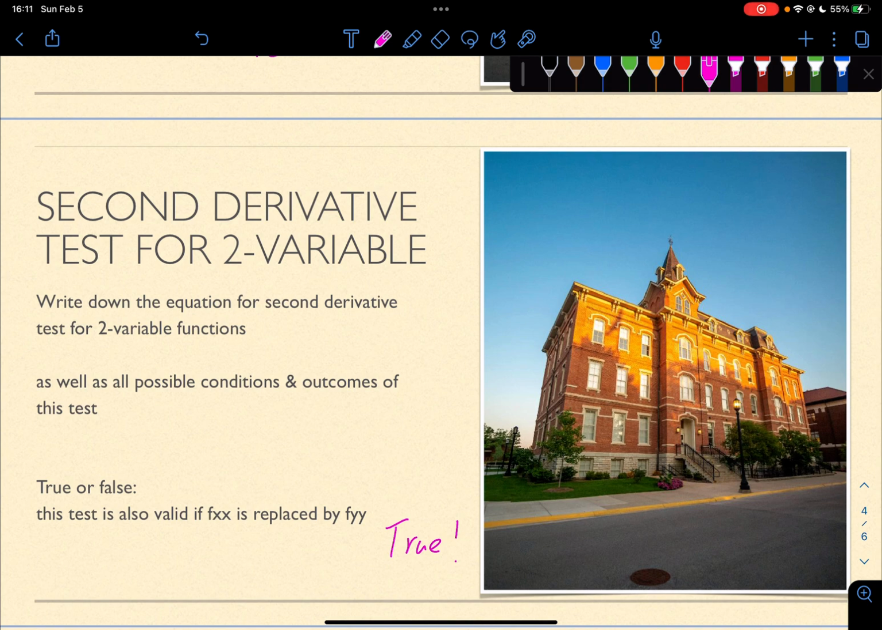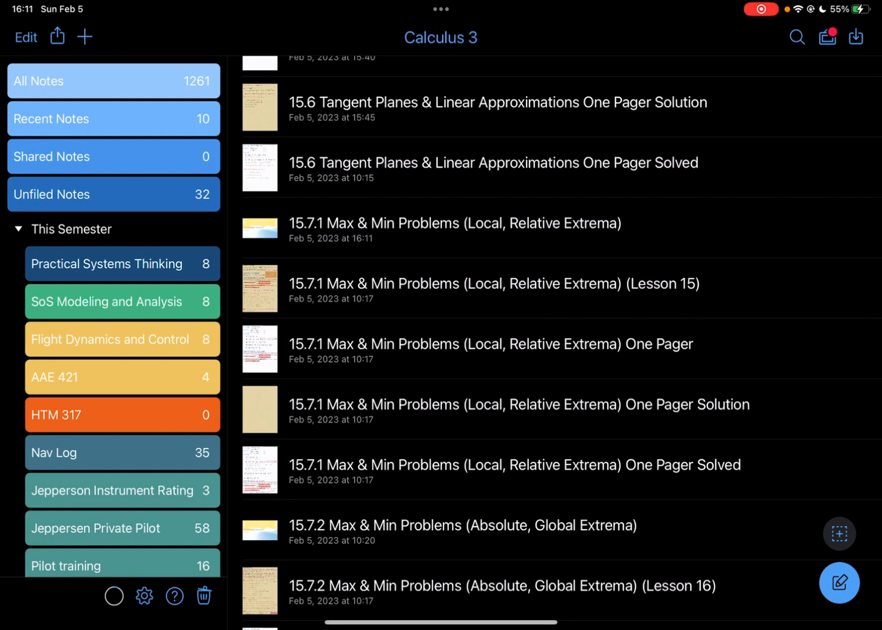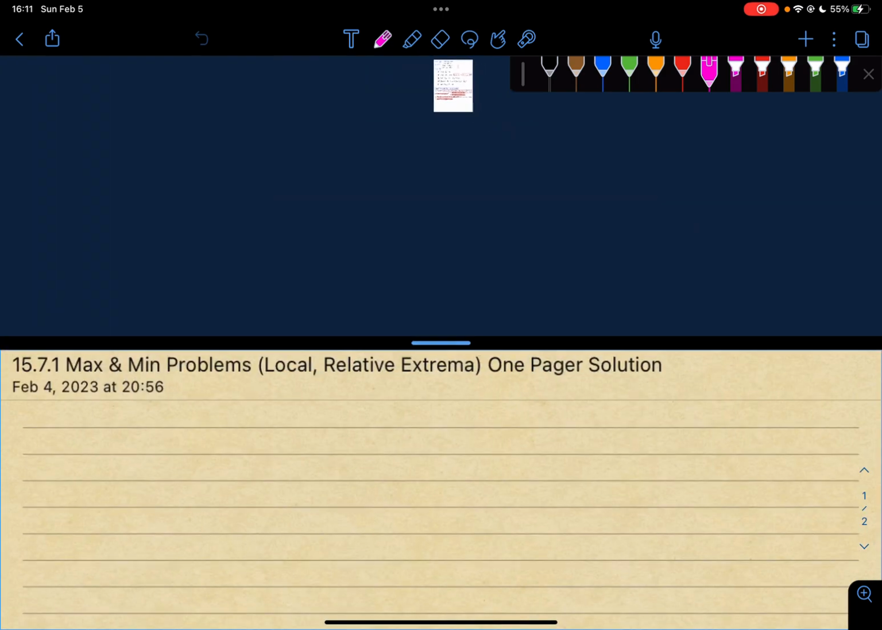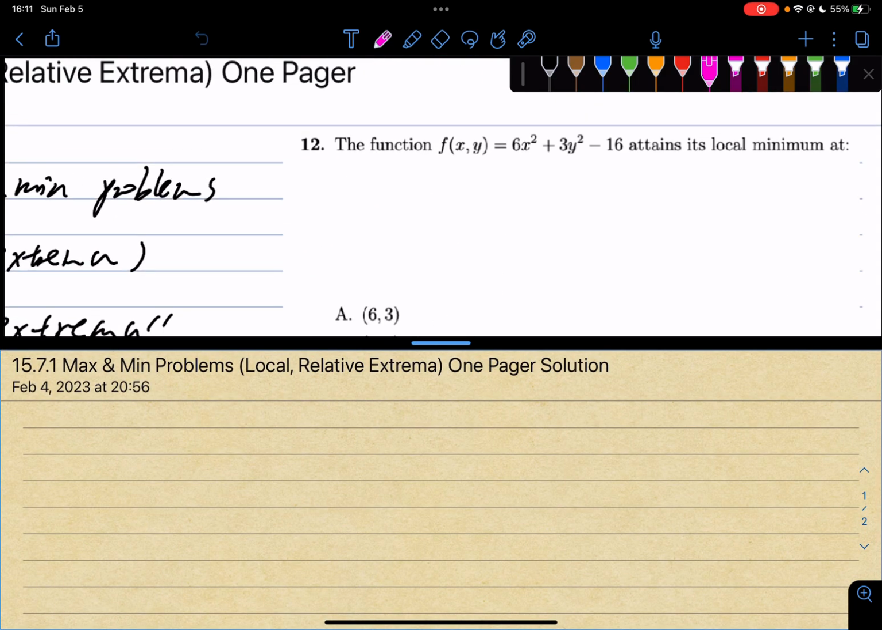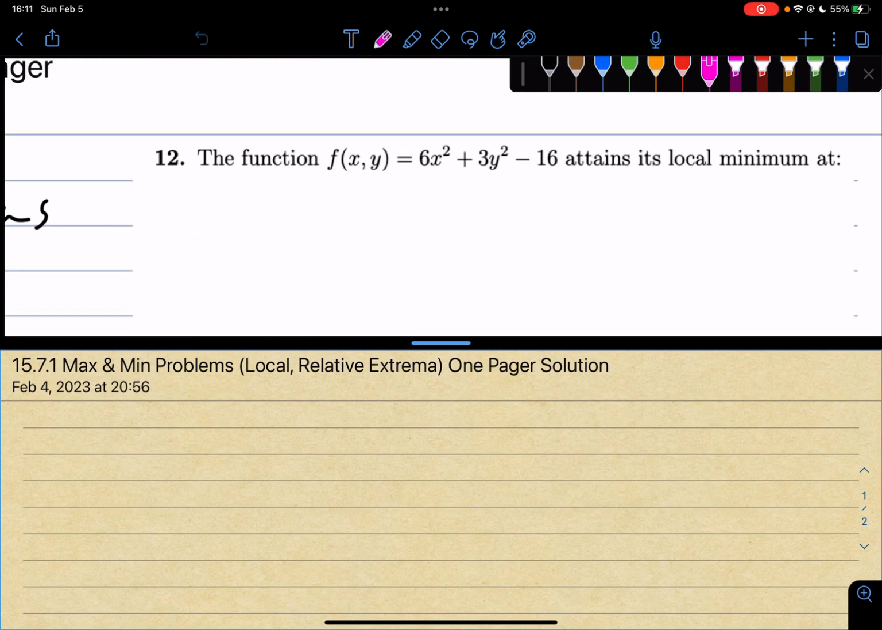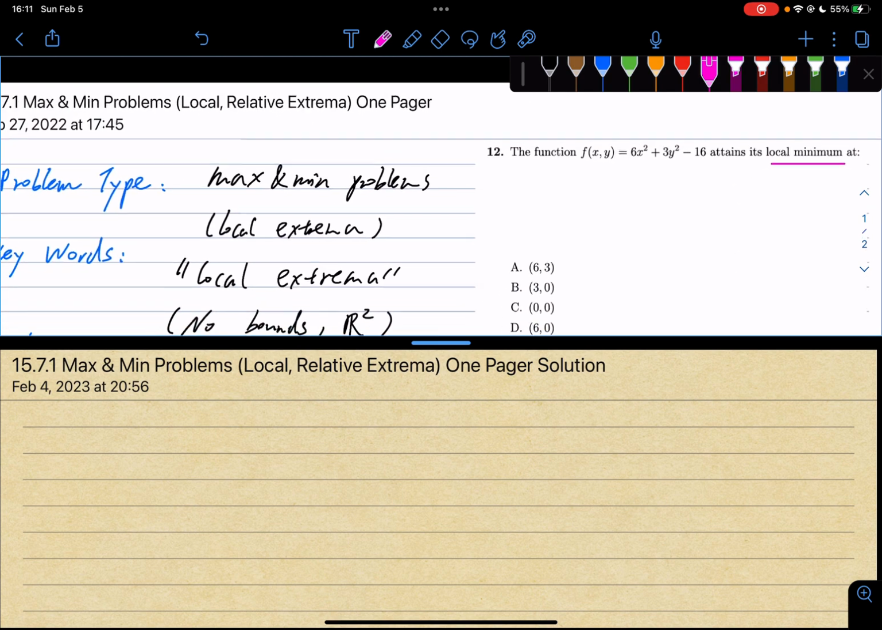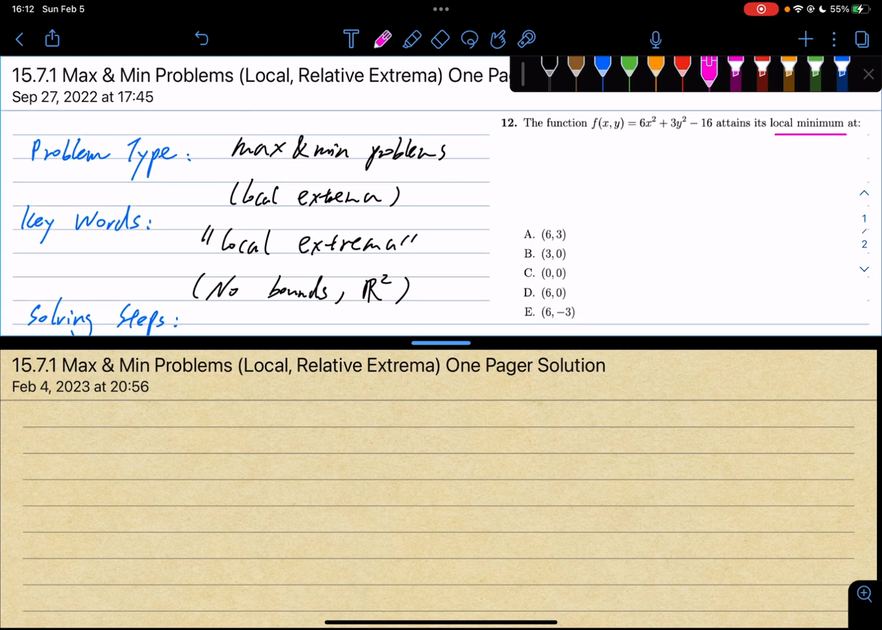Okay, so let's go ahead and take a look at an example. Open my one pager, open my solution sheet for you. The function attains its local minimum at... Reading the problem, we can see that it's a local minimum problem. Easy enough. So it's a maximum-minimum problem, particularly a local extrema problem.